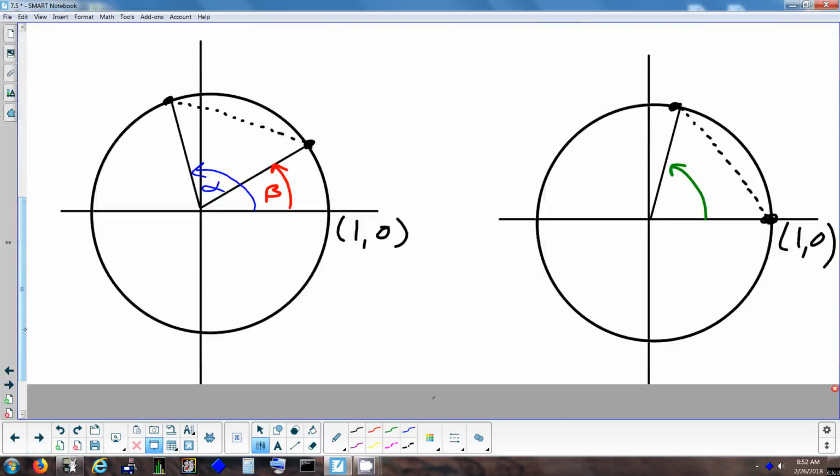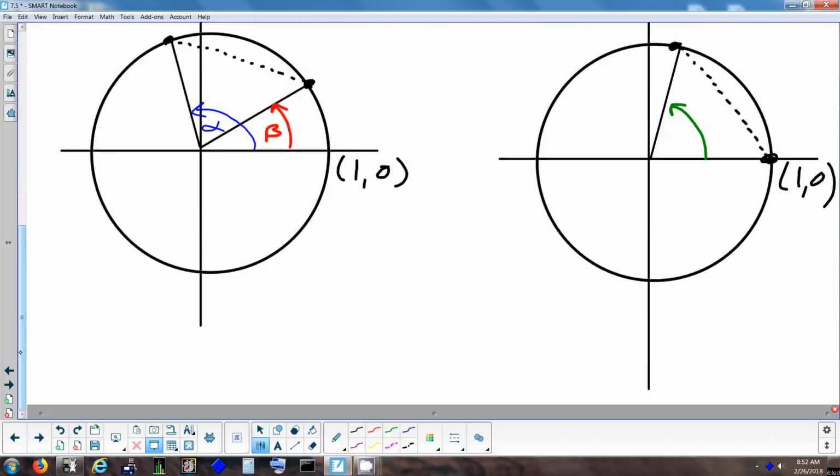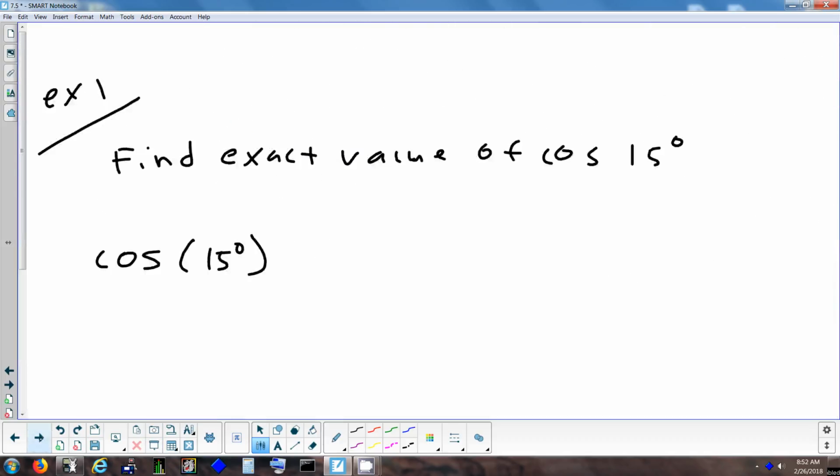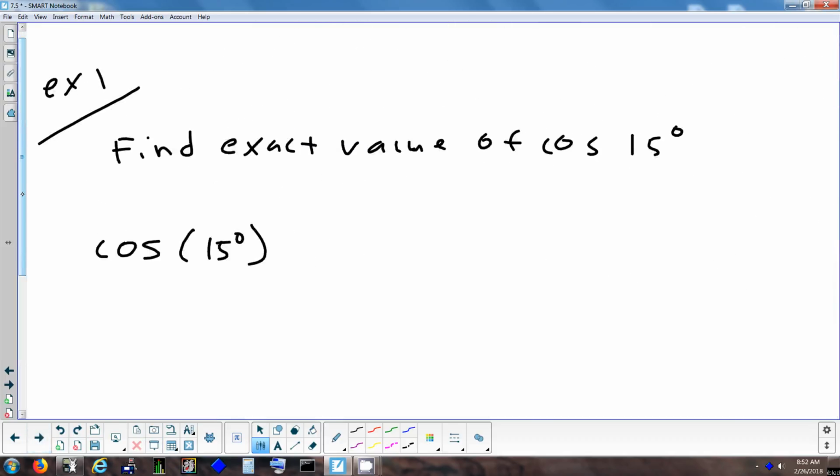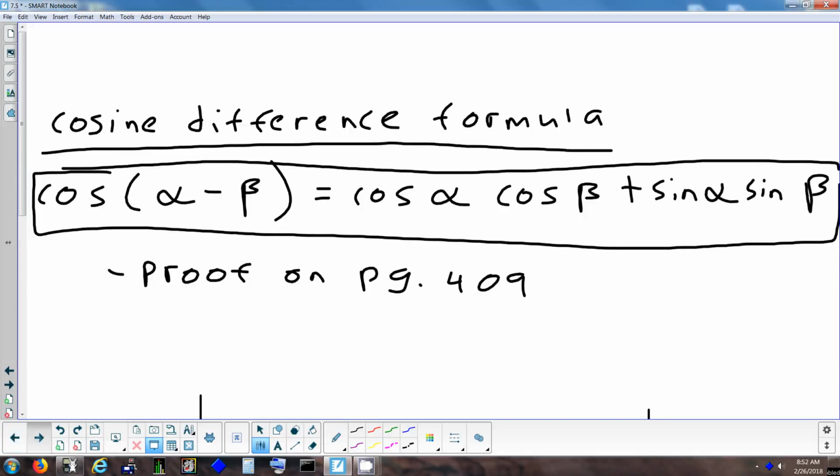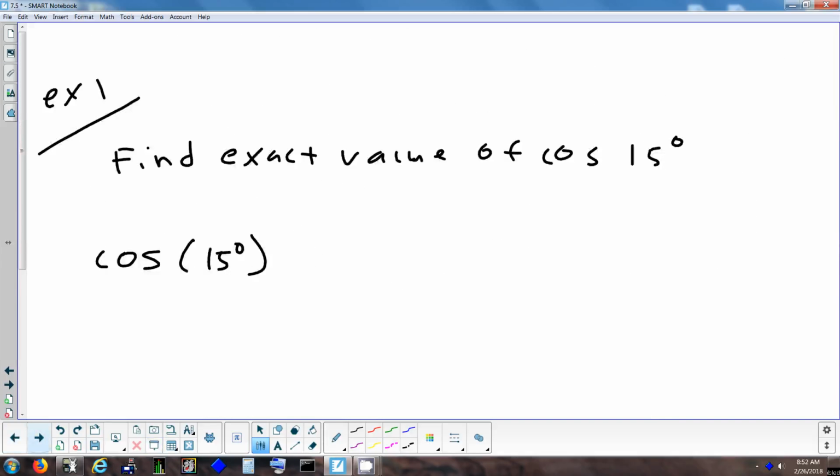And the proof has to do with these pictures, which, again, I really don't want to spend the 15 minutes to go through. So, where could you use cosine of a difference? Well, what the sum and difference identities allow you to do is find the exact value of a problem like that. Up until this point, we only know how to find exact values of any angle that's a multiple of 30 or 45.